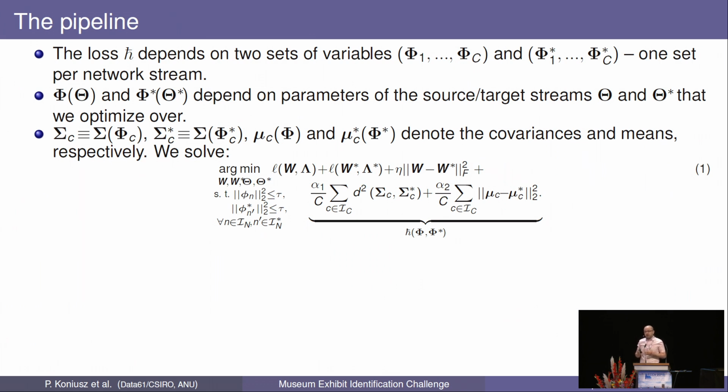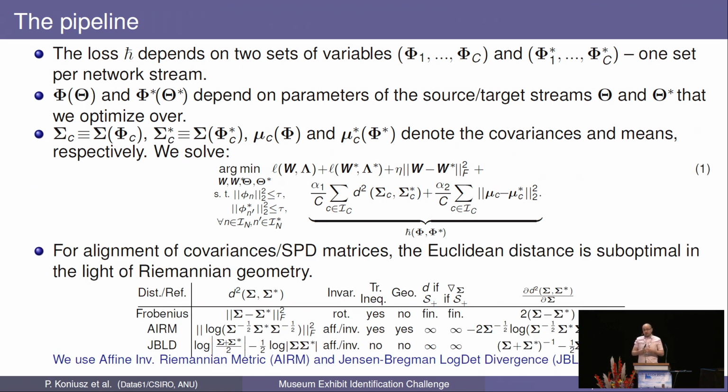Feature vectors depend on parameters of the network, source and target, that we optimize over. We form covariances from these features, means, and we plug them into the loss shown below, where we have the classification loss for the source, for the target, and also distance d that performs alignment between covariances of a given class. However, according to Riemannian geometry, Euclidean distance is suboptimal in alignment of covariances because they are positive definite matrices.